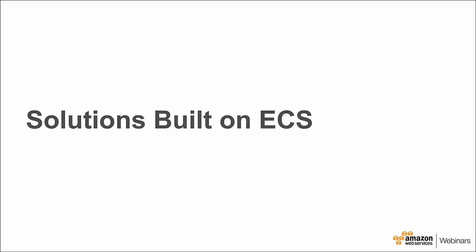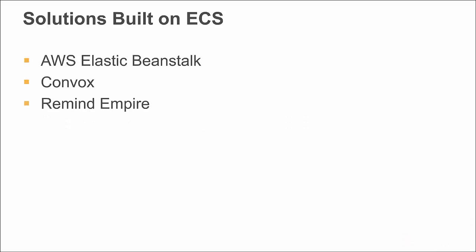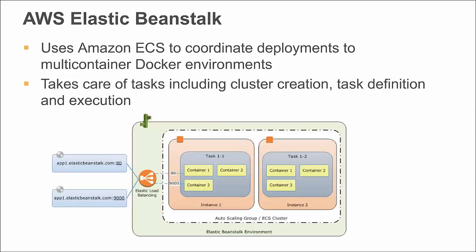So we have now covered clusters, tasks, and services. Now let's take a look at a number of solutions that can help you deploy your applications to ECS without worrying about the underlying infrastructure. Here are 3 solutions that leverage ECS and aim at running containerized applications easily. And let's start with AWS Elastic Beanstalk.